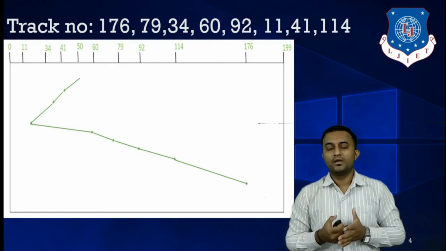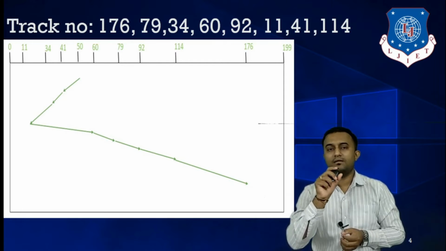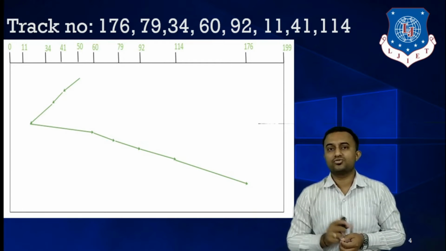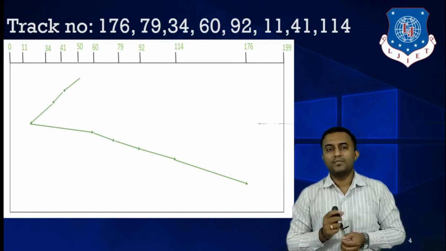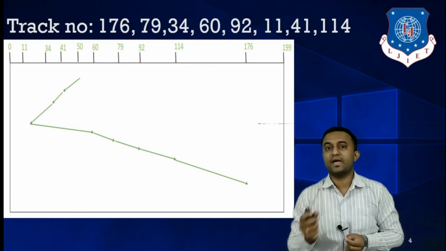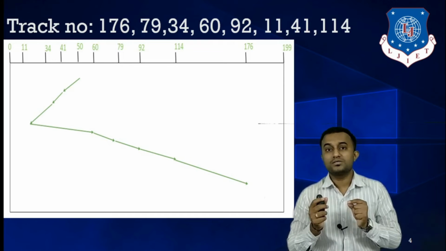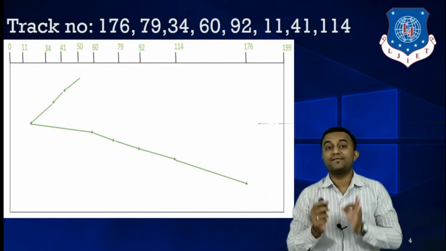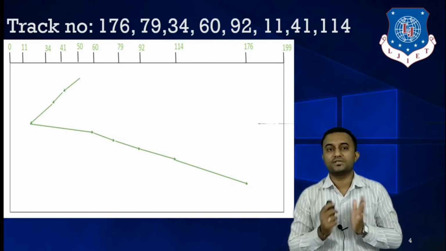So the current head position is 50, and these are the requested track numbers. You need to calculate the distance between the current head position and these different track numbers that we have as an input, and the request with the smallest distance will be executed, or served first in this case.